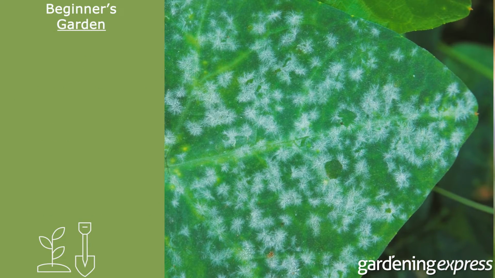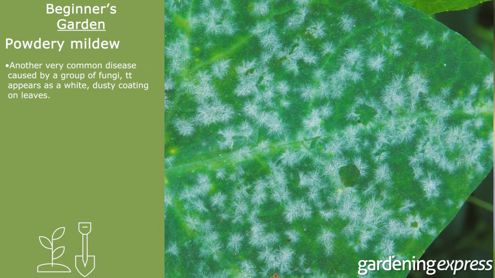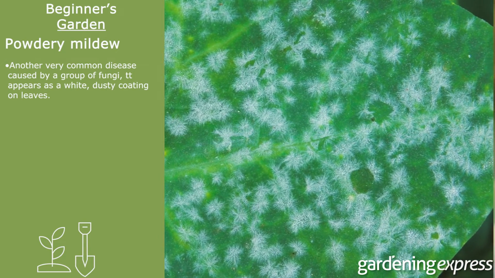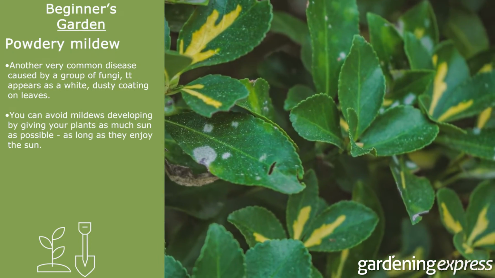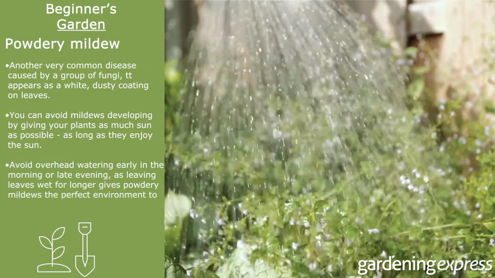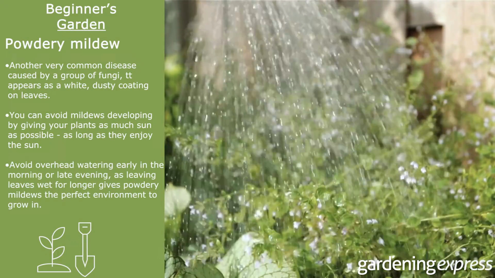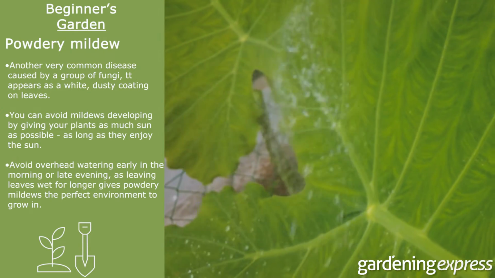Next, we're going to talk a bit about powdery mildew, which is another very common disease caused by a group of fungi. It appears as a white, dusty coating on leaves. You can avoid mildews developing by giving your plants as much sun as possible, as long as they are plants that enjoy the sun. Also, avoid overhead watering early in the morning or late in the evening. Watering from the top at these times can mean the leaves are wet for longer, which gives powdery mildews a great environment to grow in.